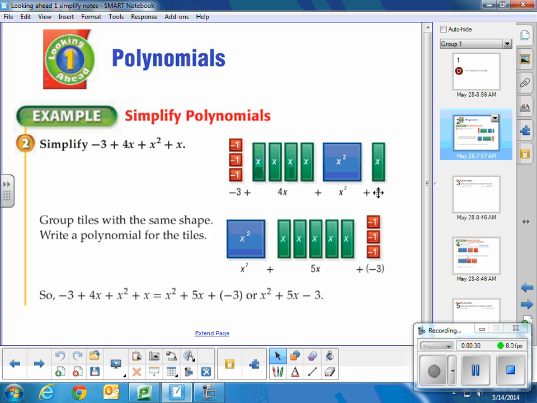We're going to put the things together that go together. So this is just being rearranged where the green x's are all put together. When you do that, you end up with x squared plus 5x plus negative 3, or x squared plus 5x minus 3.